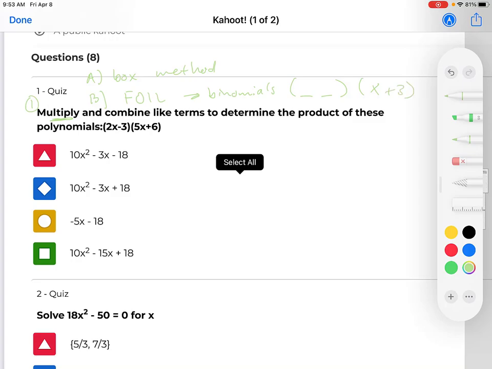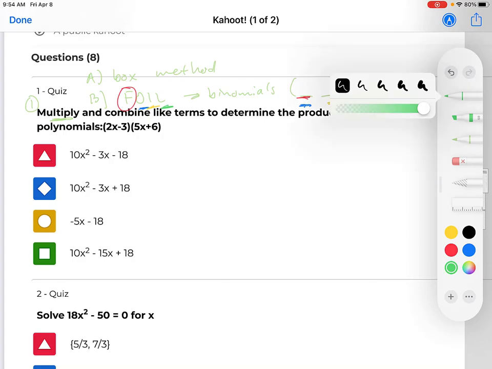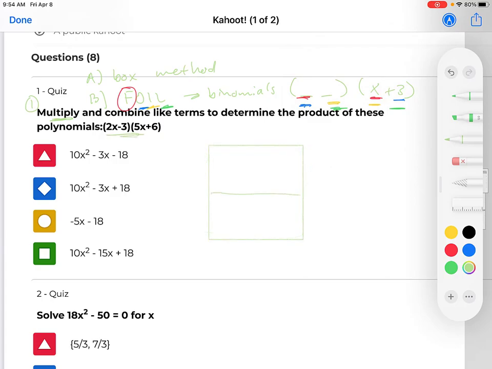Something like that. FOIL just stands for the first, outside, inside, and then last. And I like the box method because it provides some kind of structure for students. So let's draw a box. The reason why I'm drawing a box is because there's only 2 terms.